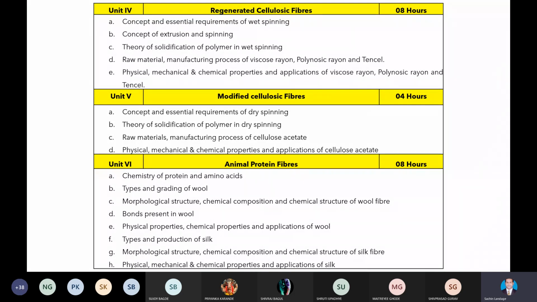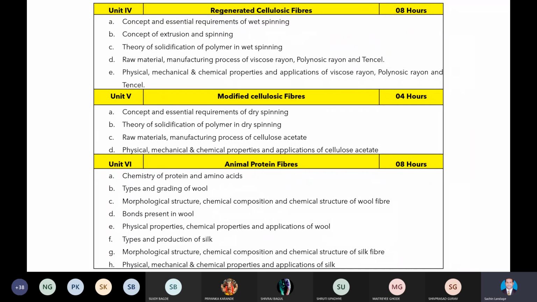Then next, we are going to study the details regarding the types and production of silk. What are the various varieties, instead of types, called varieties of silk, production of silk, then the morphological structure, chemical composition, and chemical structure of the silk fiber. And the last point is nothing but the physical, mechanical, and chemical properties and applications of silk.